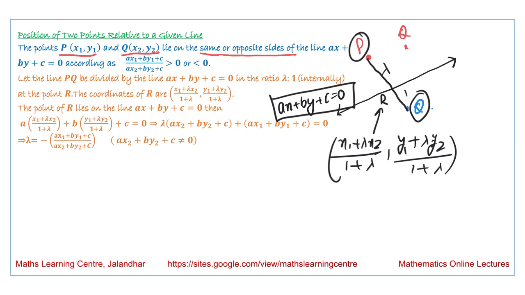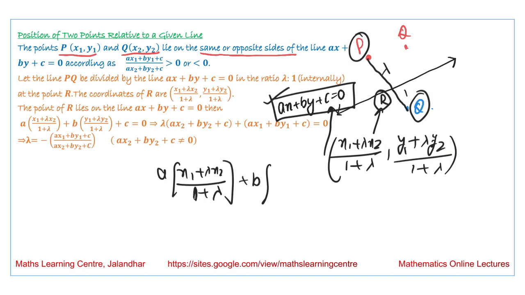Now we are saying that the point R lies on the line ax plus by plus c is equal to 0. If this point lies on this line, then if we substitute these values, we will have a into (x1 plus lambda x2) divided by (1 plus lambda) plus b into (y1 plus lambda y2) over (1 plus lambda) plus c is equal to 0.